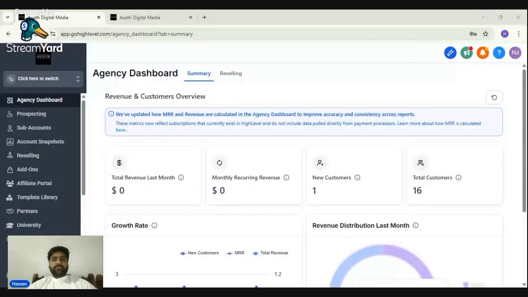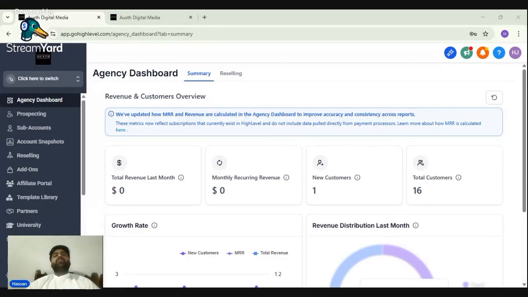Today the topic of our video is SaaS mode and white label in GHL. First of all, you have to understand what white labeling and SaaS mode in GHL are. Basically, SaaS mode means that you sell your services to your customers. You can also do that in GHL. GHL provides you that opportunity.